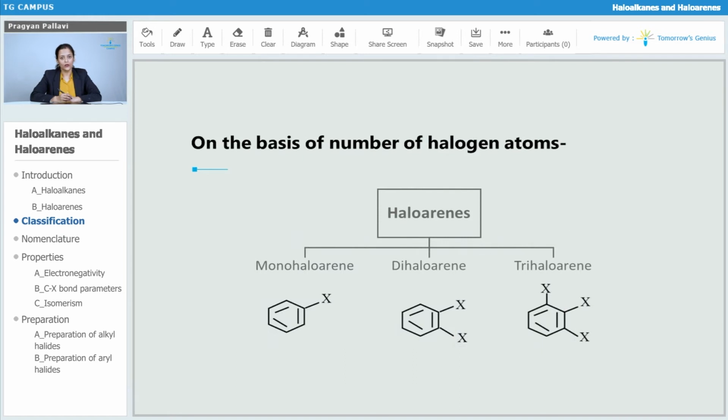Now haloarenes are also classified on the basis of the number of halogen atoms. When we have one halogen atom, it is known as monohaloarene. When we have two halogen atoms, it is known as dihaloarene. And when we have three halogen atoms, it is known as trihaloarene.